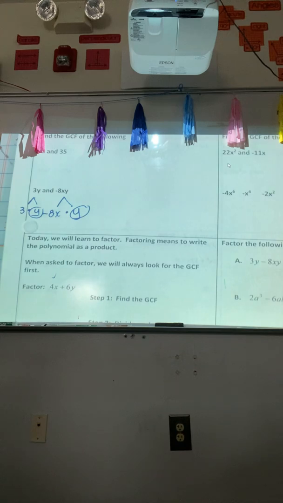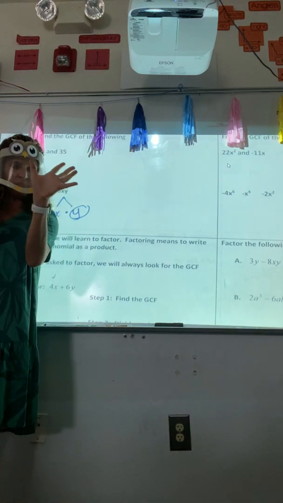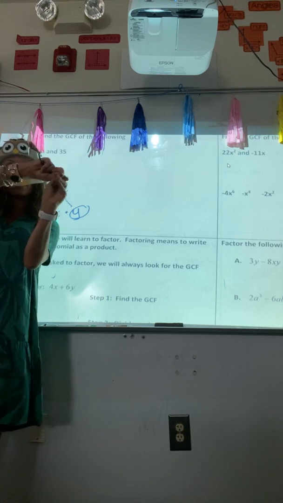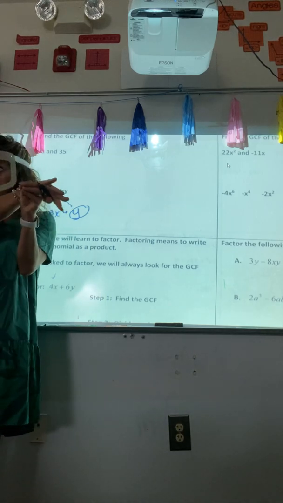Now what we're going to do is we're going to do it with the little parentheses, okay? So today you're going to learn how to factor. Factoring means to write the polynomial as a product of two things, which means I'm going to have something out front, and then I'm going to have parentheses and something here. It's going to look like we're undistributing. We're pulling the number back out front that looks like it was given to both of them, okay?